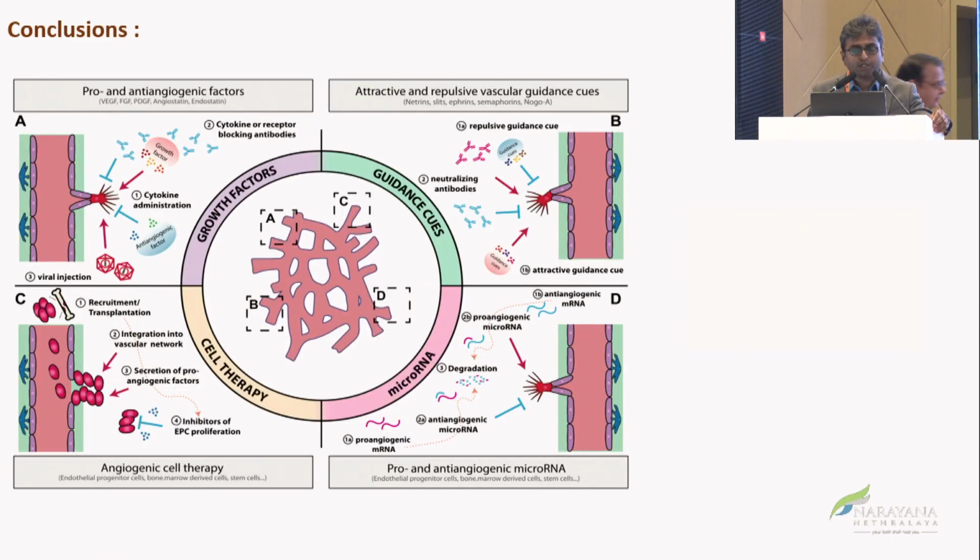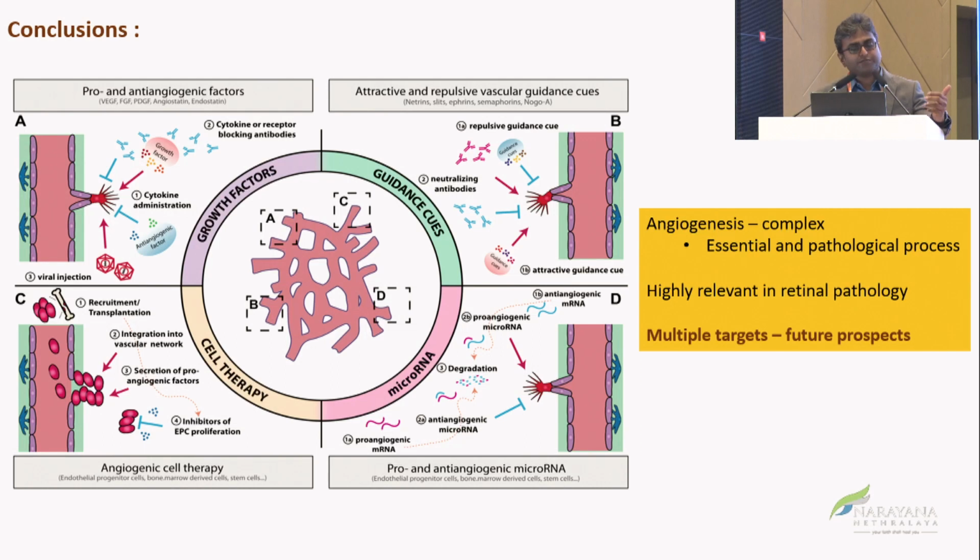So to conclude, there are different therapies which can be looked into. You can look into pro and antiangiogenic factors and cell therapies and microRNAs and attractive and repulsive vascular guidance cues. So it's a complex process. It's highly relevant in routine retinal pathology. So most probably multiple targets, and maybe 10 years from now, maybe we'll be looking at varied agents and newer guidelines to treat these conditions better.